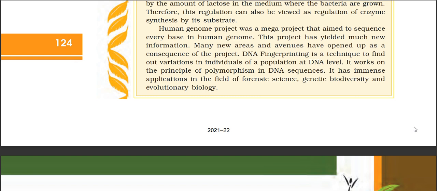The Human Genome Project was a mega project that aimed to sequence every base in the human genome. This project has yielded much new information. Many new areas and avenues have opened up as a consequence of the project. DNA fingerprinting is a technique to find out variations in individuals of a population at the DNA level. It works on the principle of polymorphism in DNA sequences. It has immense applications in the fields of forensic science, genetic biodiversity, and evolutionary biology.